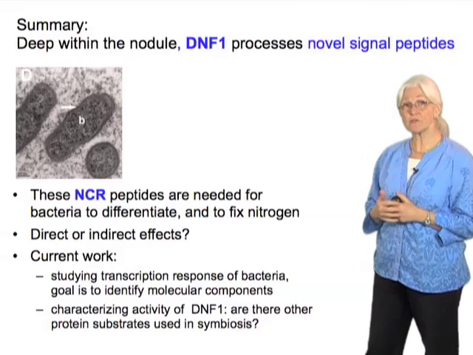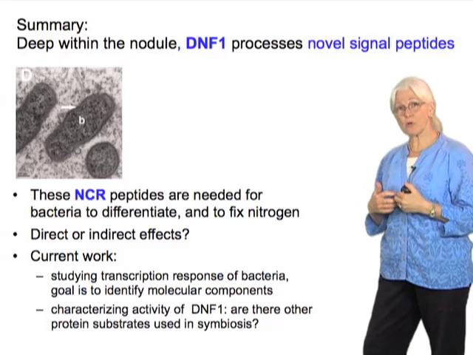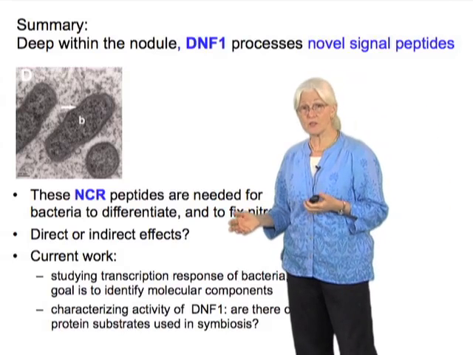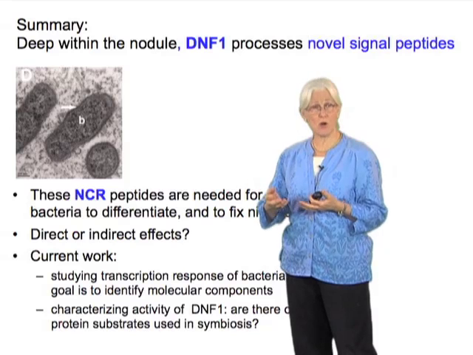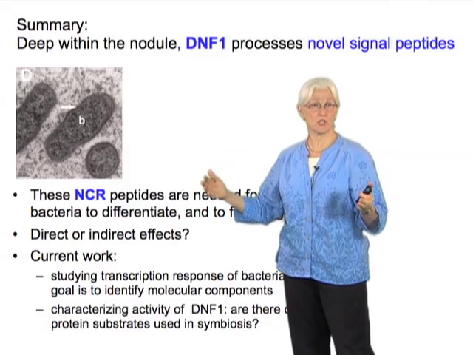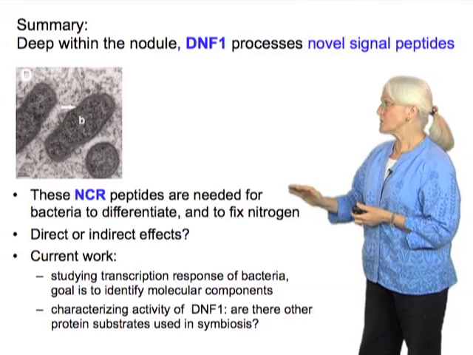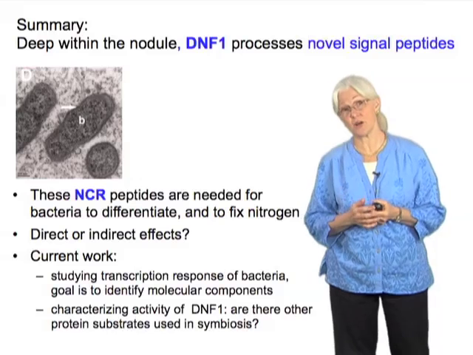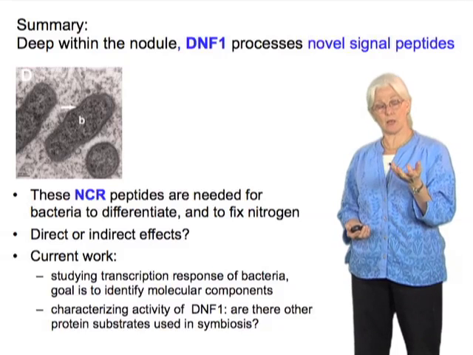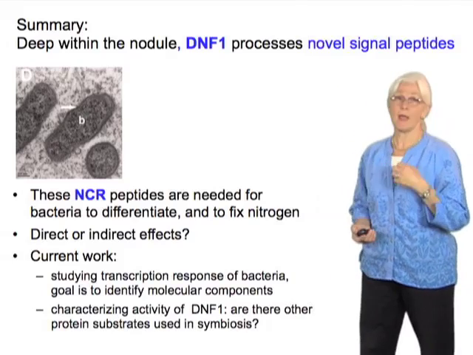So there are many hundreds of NCRs, and tracking down what each of them does is a big challenge for the future. From our standpoint, as we look at bacterial differentiation, we want to know, are these effects direct or indirect? Does an NCR peptide actually go into the bacterium and interact with the receptor, or is it causing some condition in the plant that then causes gene transcription to change in the bacterium? So our purpose right now is to characterize the mechanism in the plant of how these DNF1 signal peptidase components are working, to ask whether there are other substrate proteins as well, and to find out their mechanism in symbiosis.